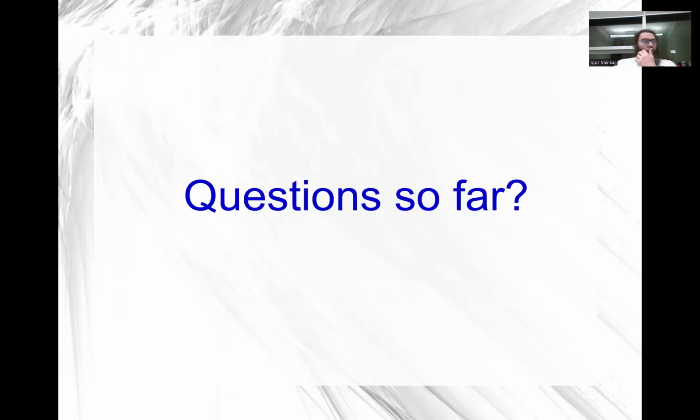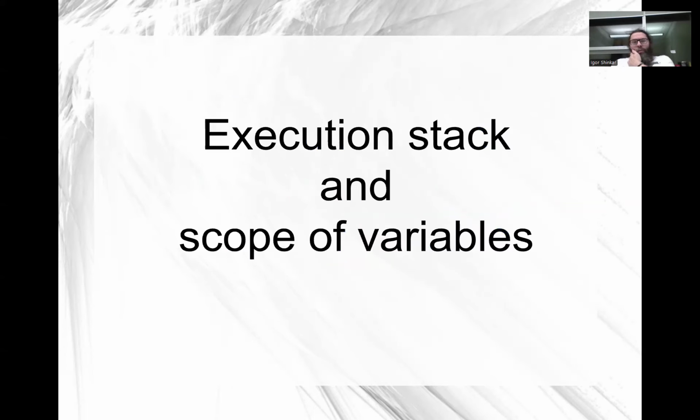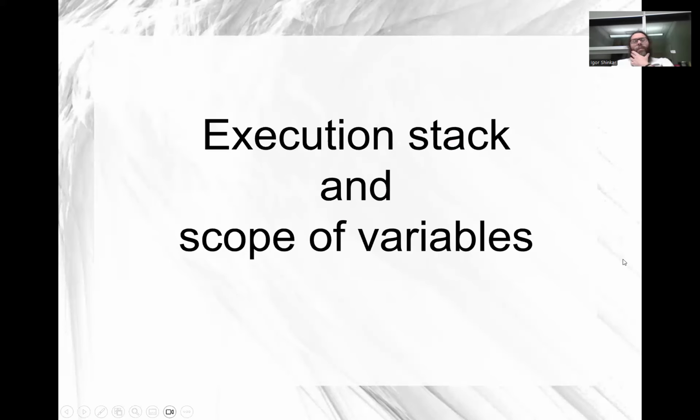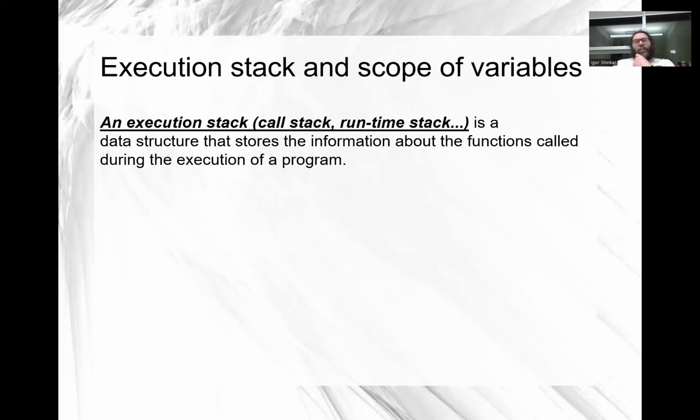All right, so let's breathe for a second and continue to the execution stack. I will explain this part: why functions want to know all their local variables. Let me tell you what an execution stack is and what the scope of variables is. An execution stack, also called call stack or runtime stack, is a data structure. It's a way to organize information that stores the information about all functions that are ever called during the execution of a program.